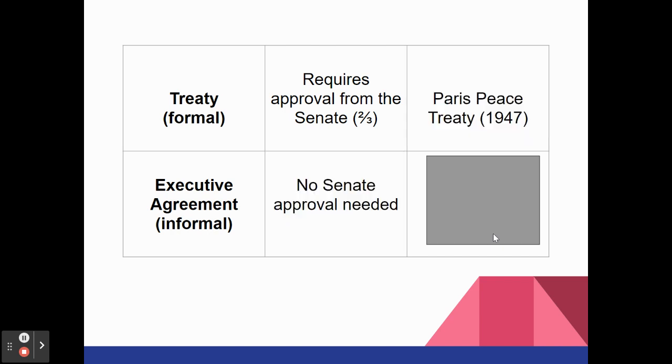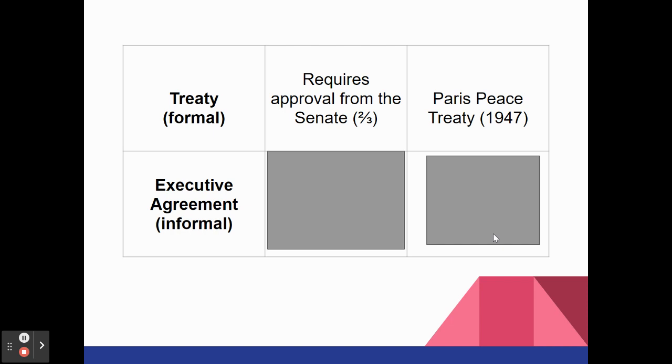So, for example, an example of a treaty would be the Paris Peace Treaty, which basically ends World War II, right? So, this would be an example of a formal treaty that was made between the United States. The president was probably involved, people that work for the president involved in making this treaty, but it required approval from the United States Senate for it to actually take effect.